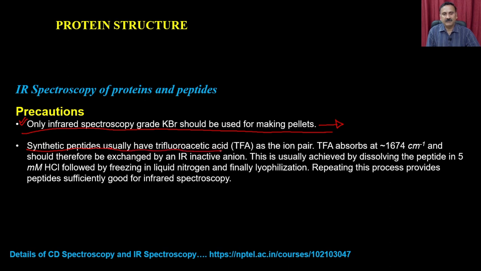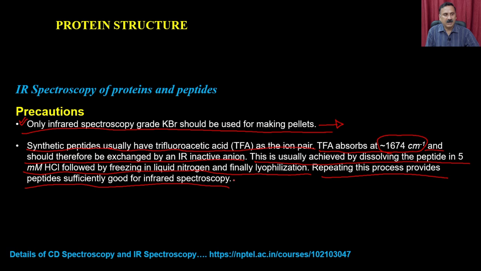Synthetic peptides, which means the small peptides you synthesize in your laboratory, usually have TFA as the counter ion, which means they have bound TFA. TFA absorbs at 1674 and should be exchanged by an IR inactive anion so that you can get the values for this wavelength as well. Otherwise, the TFA is going to interfere in collecting the correct spectra. This is usually achieved by dissolving the peptide in 5 millimolar HCl, followed by freezing in liquid nitrogen and finally lyophilizing. Repeating this process provides a peptide sufficiently good for IR spectroscopy.